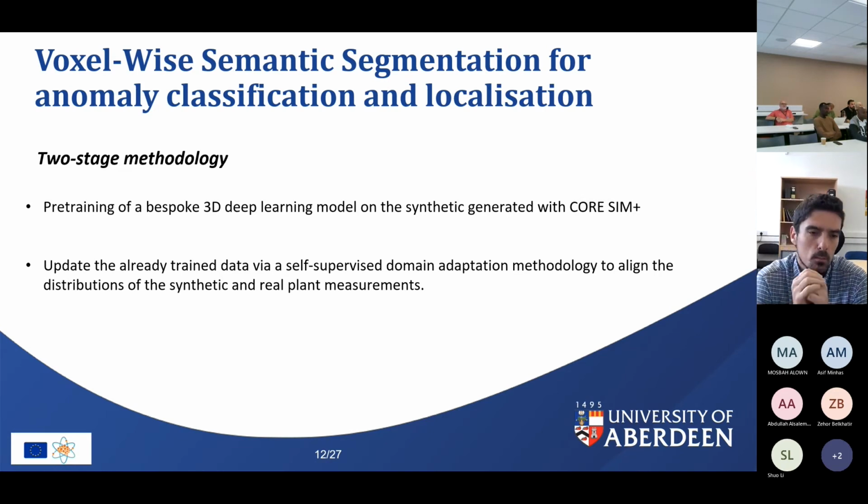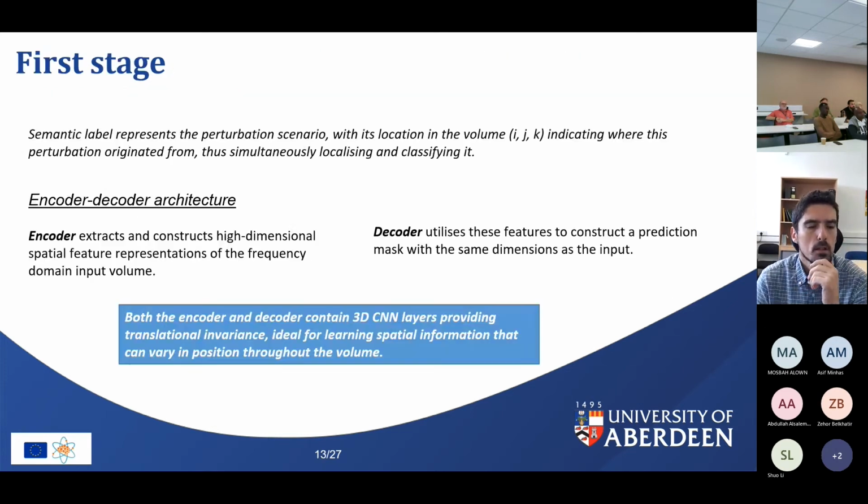And then we developed a self-supervised domain adaptation methodology so that we could align these two different distributions of data between the synthetic and real plant measurements. On the first stage, we had an encoder-decoder architecture where the encoder tries to extract all of the information you have in the frequency domain data. So we're learning a very good representation that can be useful for the downstream task, which, of course, is detecting the different perturbations.